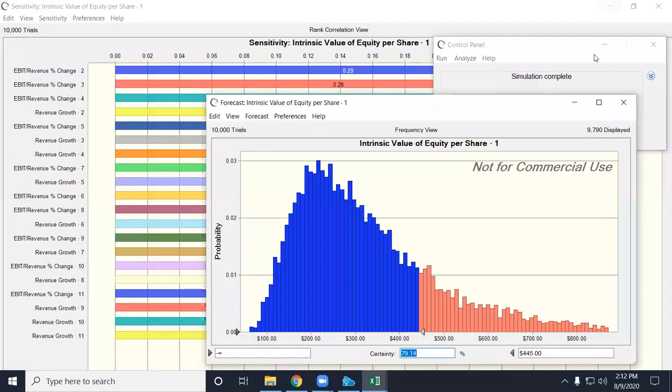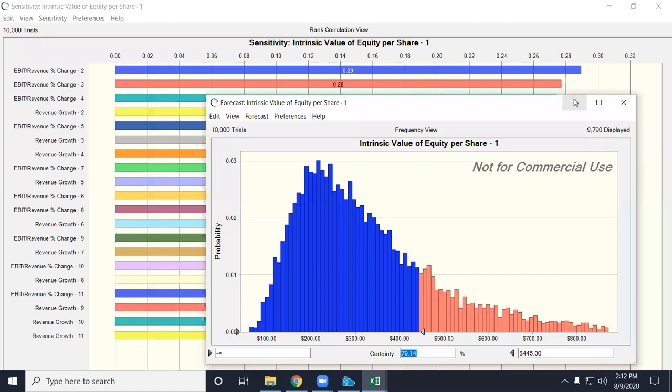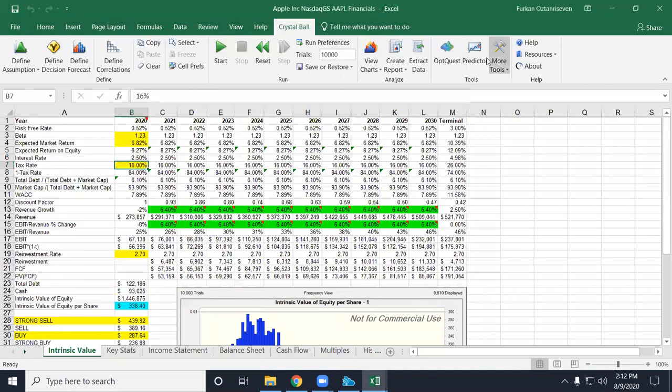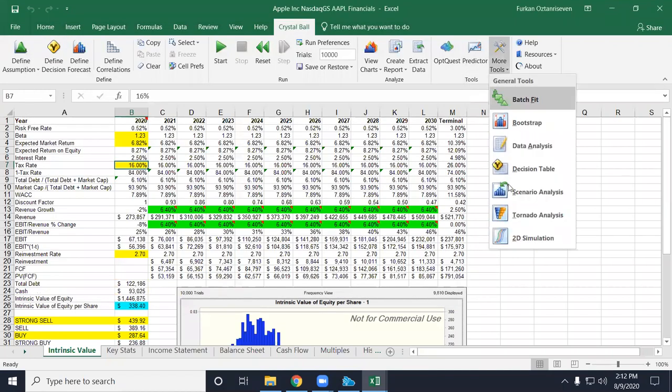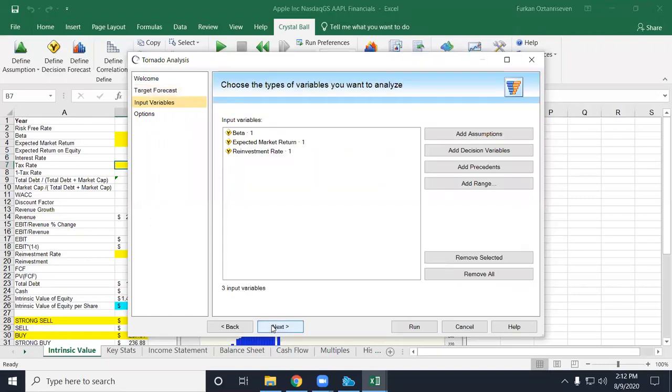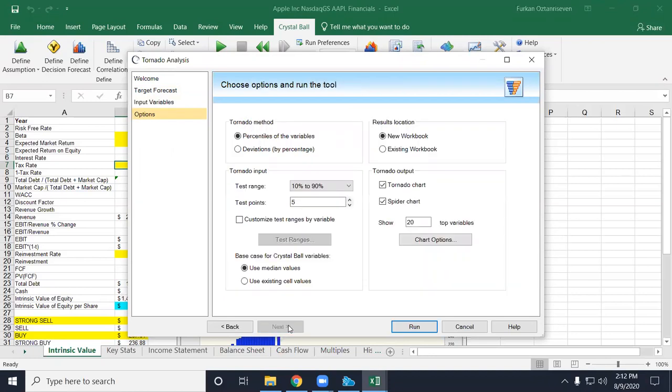Another thing I would like to show you is tornado charts and spider charts. Let me just put these graphs down below. Now what I would like to show you is more tools. You can click here, tornado analysis. I will choose my dependent variable, which is equity per share, intrinsic value. Next. And then you can see our decisions here. You can click next, and then you can click run.